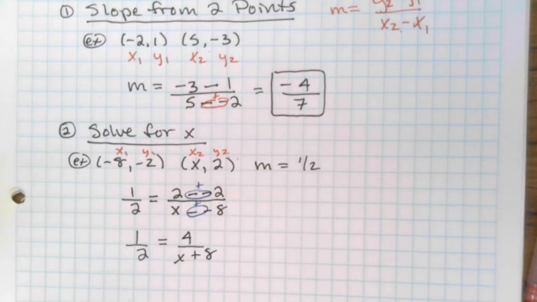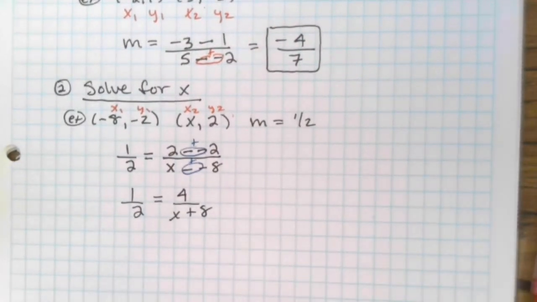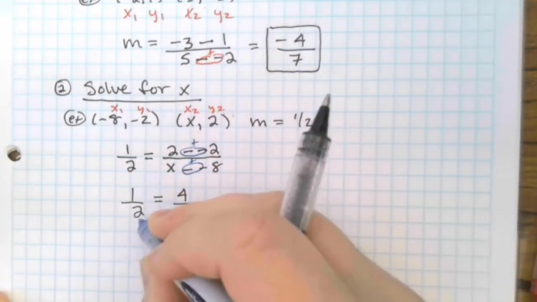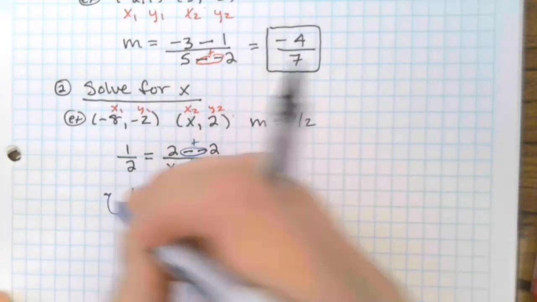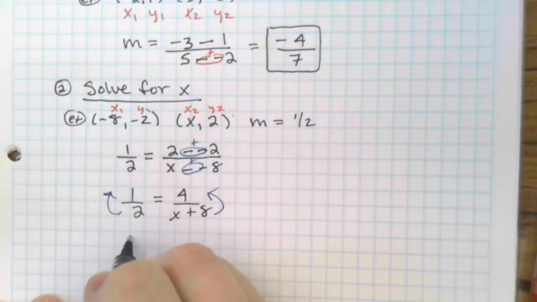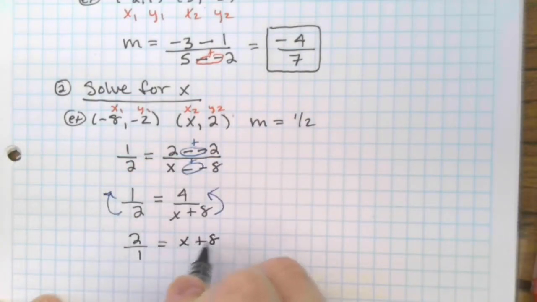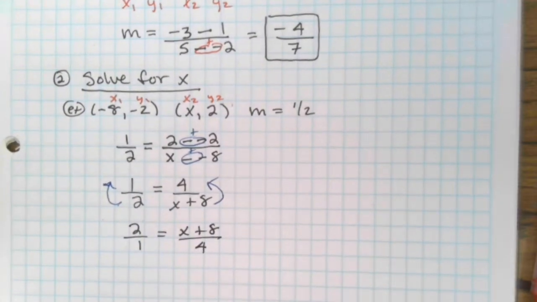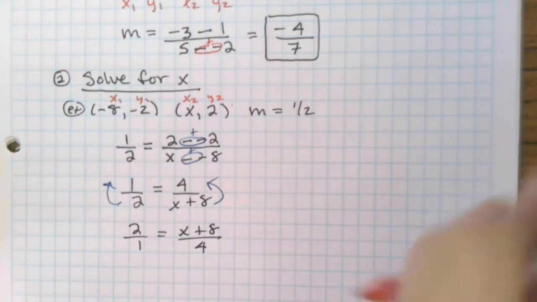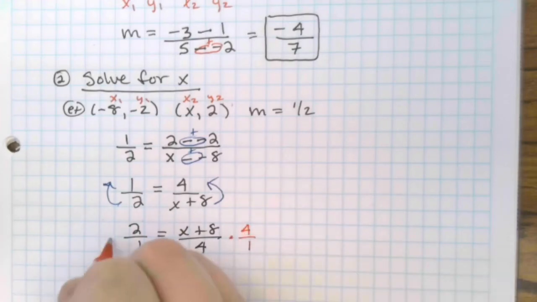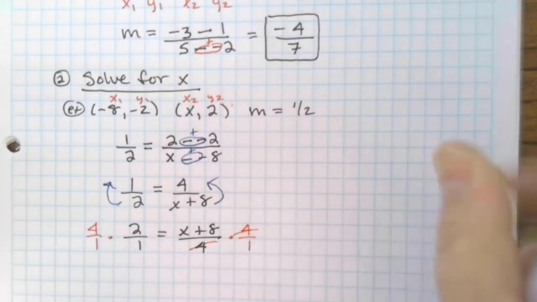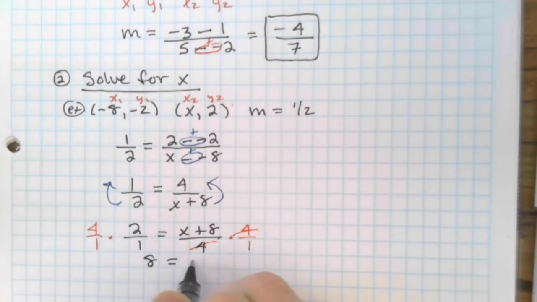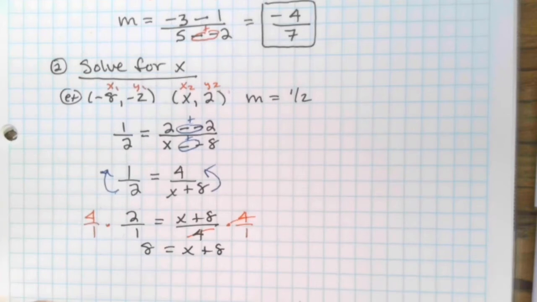Now, we want to solve for x, so one really nifty solving move is flippy step. Flippy step works if you have a fraction equaling a fraction. You can just flip both sides. So now I've got 2 over 1 equals x plus 8 over 4. All right, so our next job is to get the x plus 8 by itself. So we're going to multiply by 4 over 1 on both sides. So now we have 8 equals x plus 8. You can probably see the answer by now, but if you subtract 8 over to the left, we've got 0 equals x. So our answer is x equals 0.